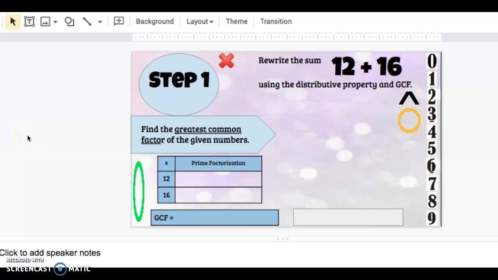So we're going to learn something where we combine GCF and distributed property. So the two things that we've been working on for the past couple weeks, we're now putting them together.